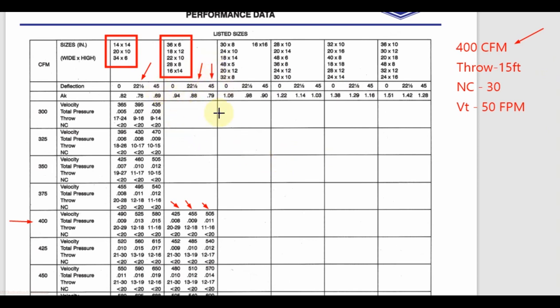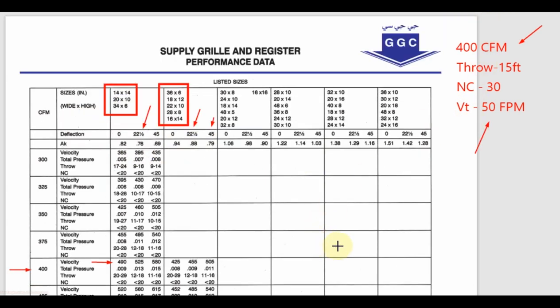So as per your architectural requirement, you can see which size matches. You can select any of these. So in this way you can select a grill for any CFM. You need to check the neck velocity from here, throw and NC value. But when you order the grill, you must mention the degree of deflection on which you have selected.